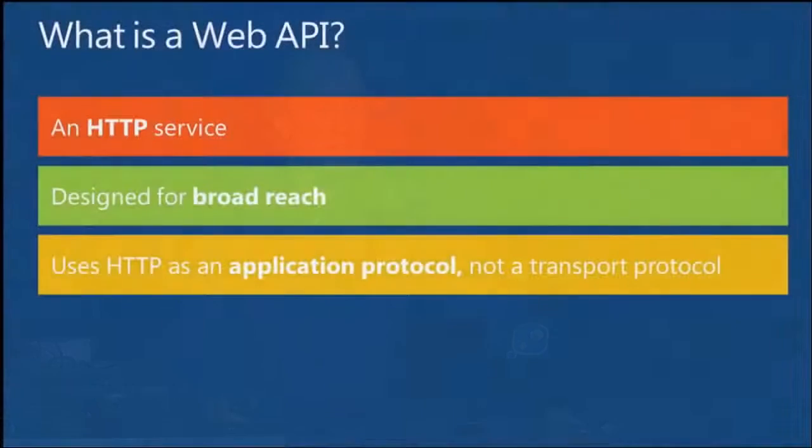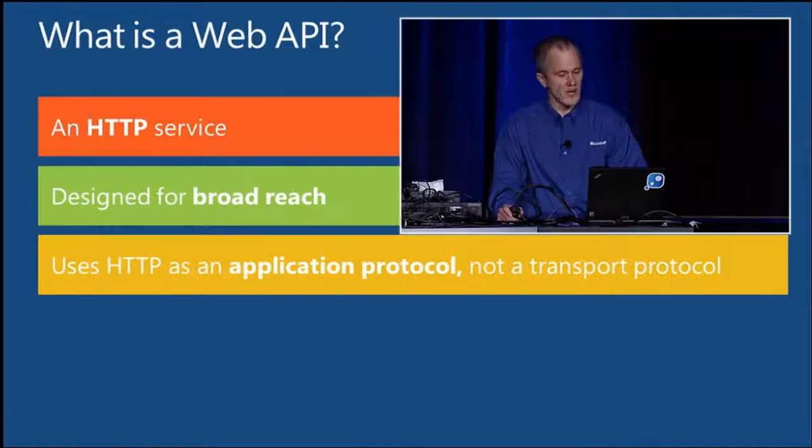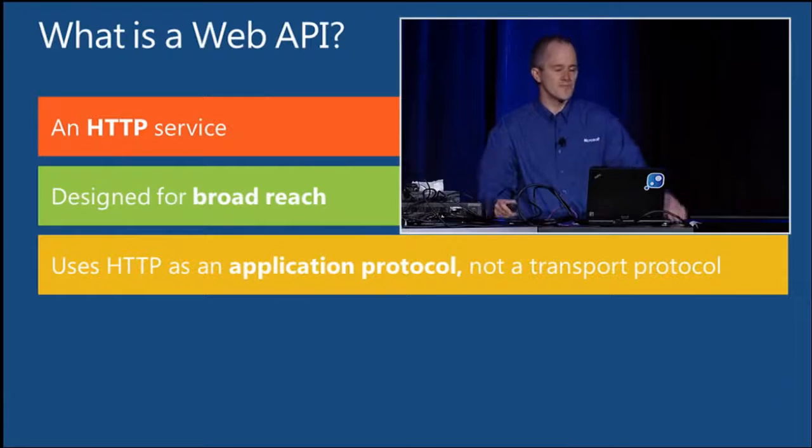These clients could be browsers. These clients could be mobile devices, phones, tablets, or they could even be more exotic hardware like set-top boxes for TVs, various kinds of appliances. The one thing that all of these different kinds of clients have in common is that they all can speak HTTP. And so building Web APIs gives you great reach.